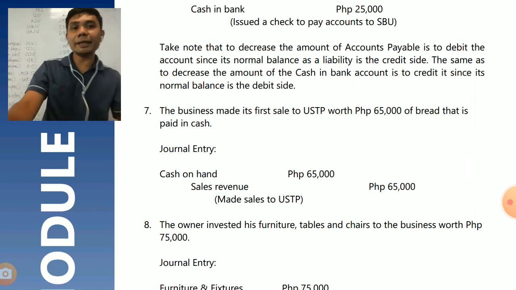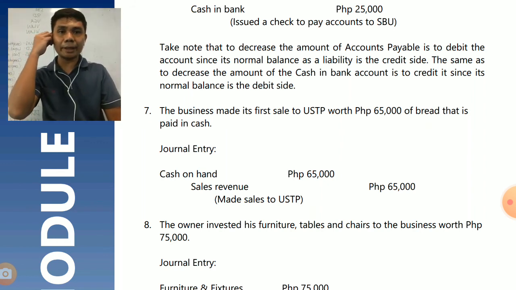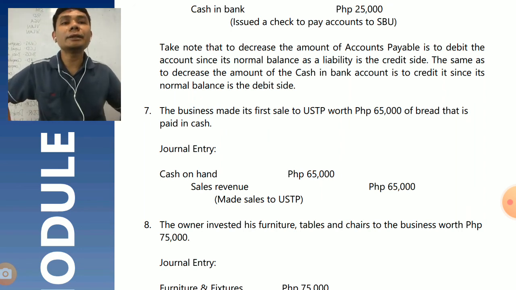The business made its first sale to USTP worth 65,000 of bread that is paid in cash.